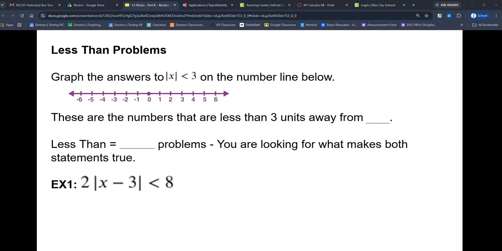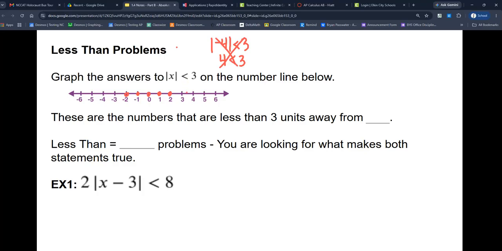What numbers work for that? What numbers make that statement true? 2 would work. 1 would work. Does -4 work? Because if I do the absolute value of -4 less than 3, if I plug it in, what's the absolute value of -4? 4 is less than 3. Is that true? No. So -2 would work, 0 would work.